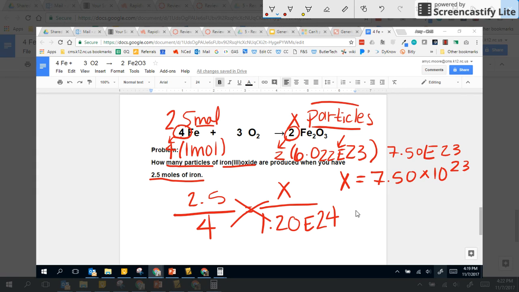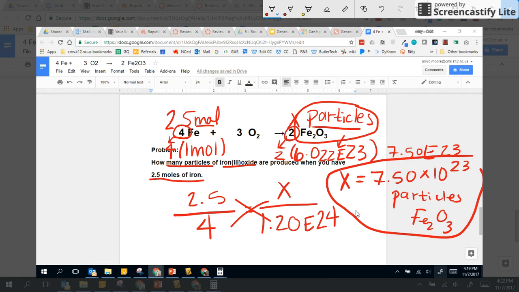We go look for X, and X is telling us particles of Fe2O3, iron 3 oxide. So this is our final answer. So this is how we would go from moles to particles. Okay.